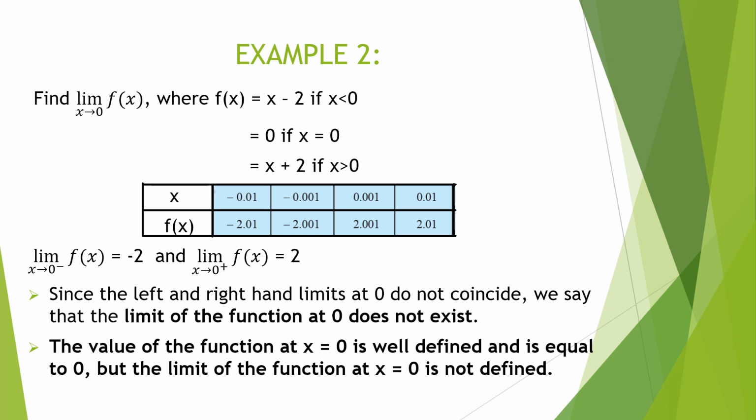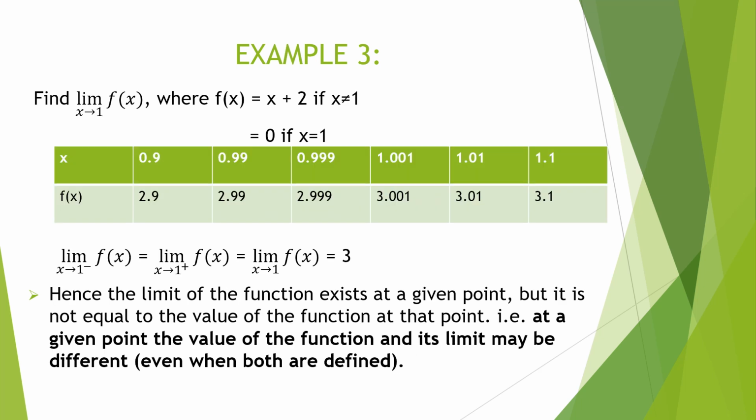Now in this example, what has happened is the value of the function f at 0 exists. It is already given in the definition of the function that f(x) is equal to 0 if x equal to 0, means the value of function f exists at x equal to 0, but the limit of the function at x equal to 0 is not defined in this case.